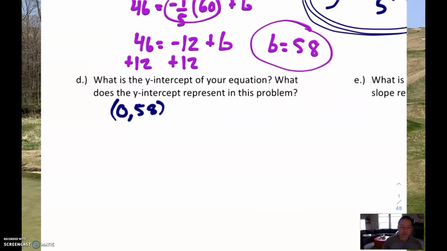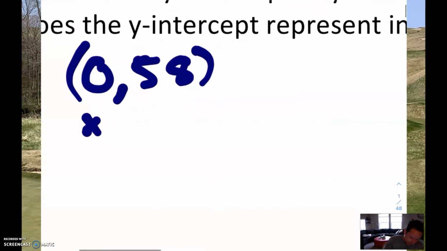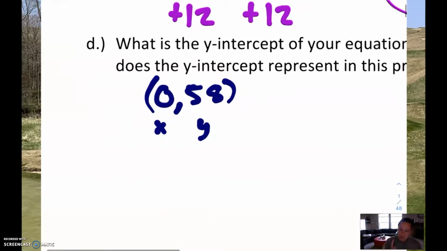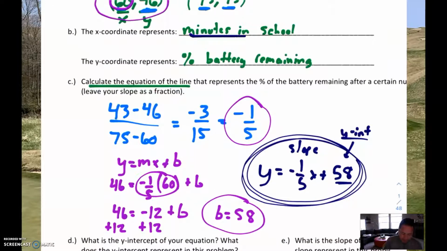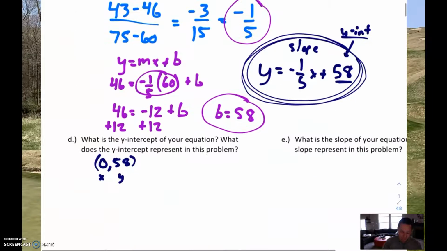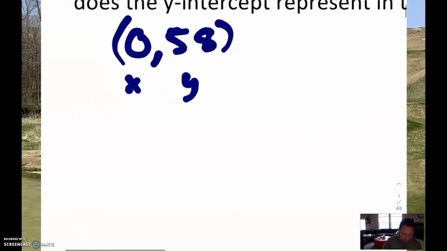And now we want to interpret this. This is the x-coordinate, this is the y-coordinate. Remember when we defined our variables early on? This is where it's going to be helpful. The x in this case, if we go up and look, x stood for the minutes in school, and y represents the % battery remaining. So what this means is, if you've been in school for 0 minutes, the amount of battery remaining is 58%. Another way of saying that is, right when school started, there was 58% battery.